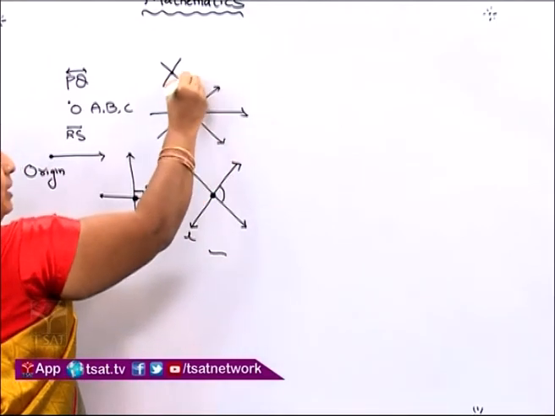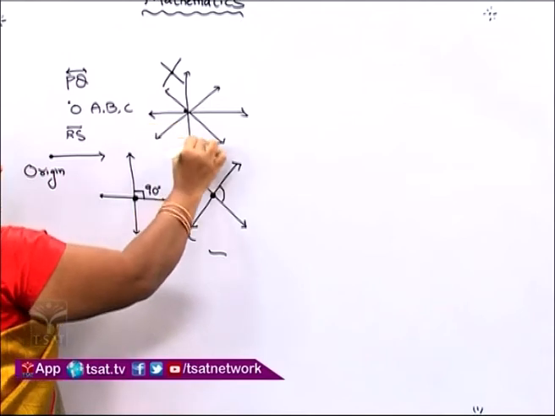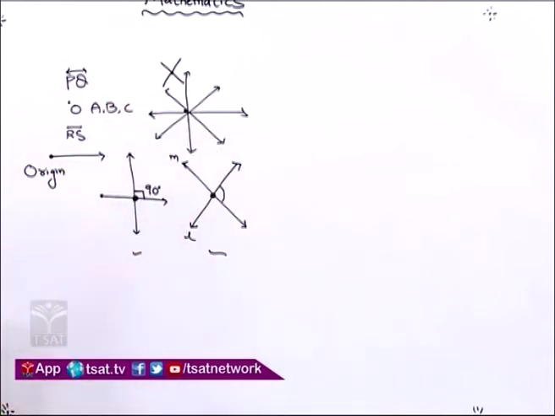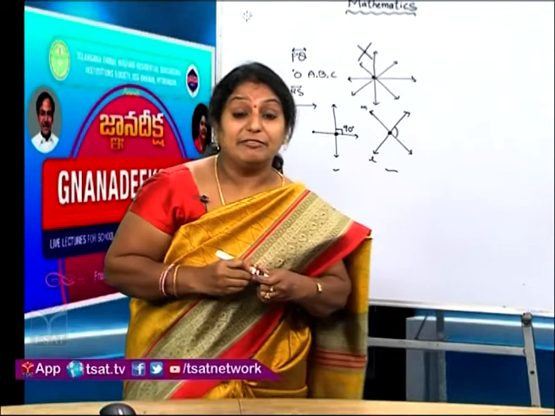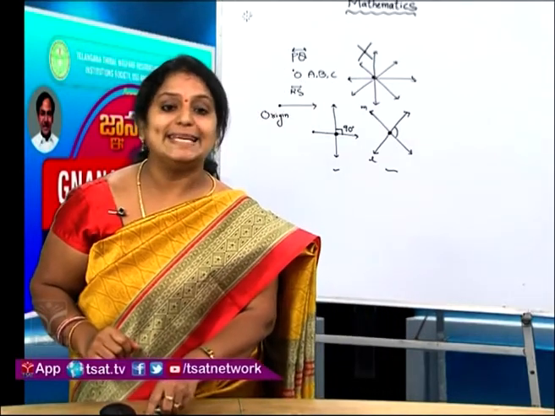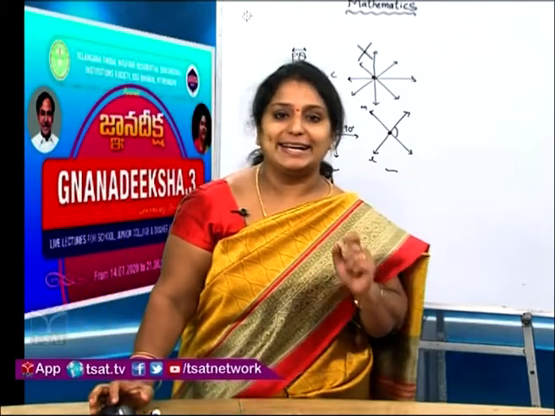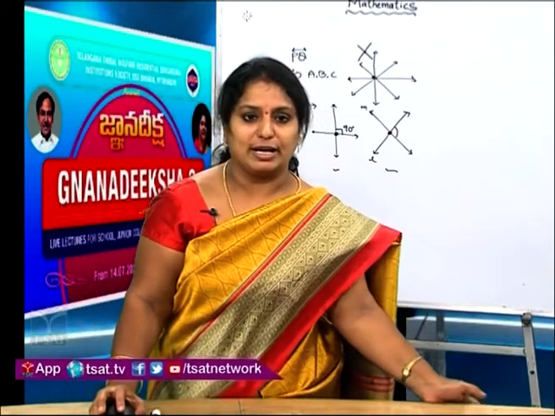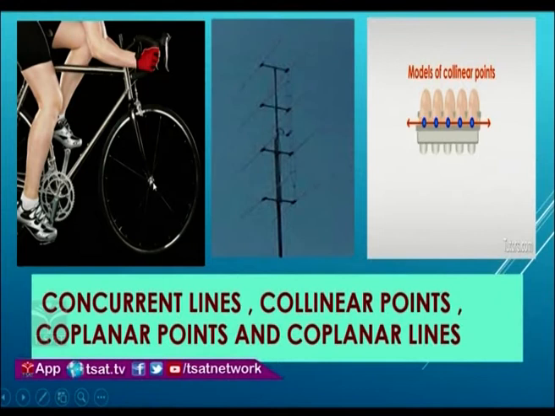So I am drawing 3 to 4 lines here. Can I draw still more lines? Yes, it means infinitely many lines can pass through one point. So all these lines are called concurrent lines. So the best example is our cycle wheel. From one point many lines can pass.